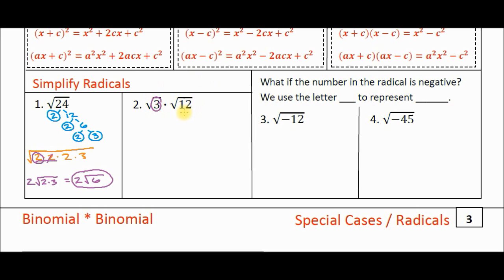The square root of 12, let's go ahead. You know what? I'll do that in the same color so you guys see the same method. Okay. 12, 2 goes into 12. That's prime. 12 divided by 2 is 6. 2 goes into 6. 2 is prime. 6 divided by 2 is 3, and 3 is prime, and so we are done.